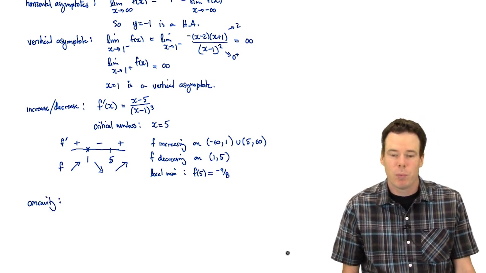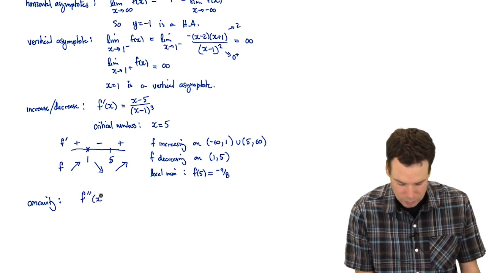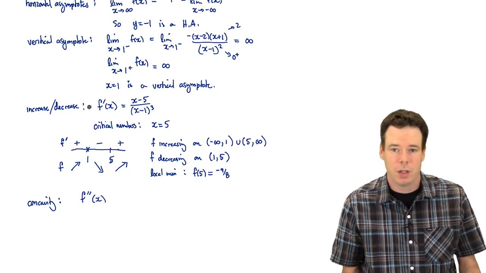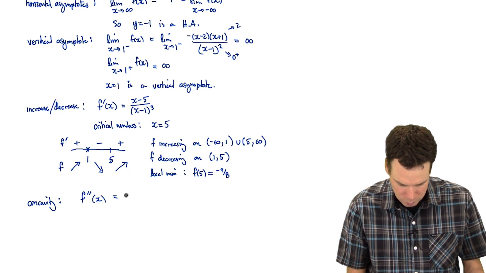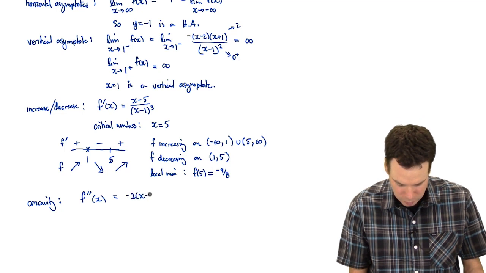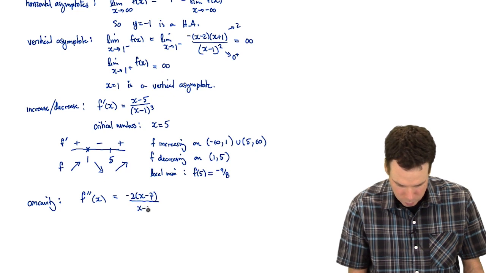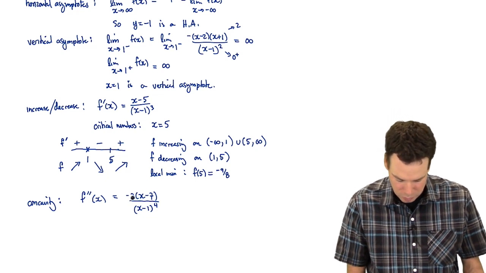So where's the function concave up and where's it concave down? Well, for that we need our second derivative. So we can take our first derivative here and go ahead and differentiate using the quotient rule, and we can get our second derivative. And our second derivative turns out to be -2 times x minus 7 all over x minus 1 to the 4th. So you use the quotient rule, and then a little bit of simplification gets you down to this.